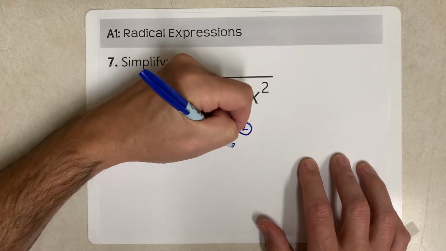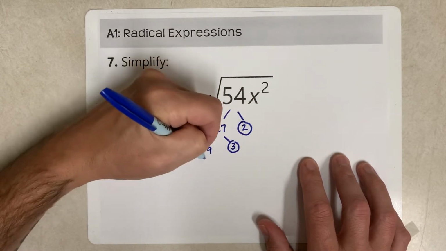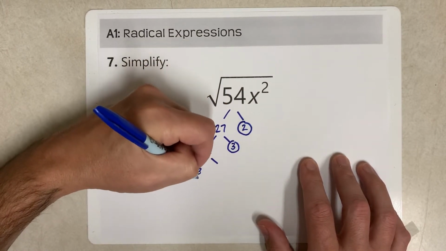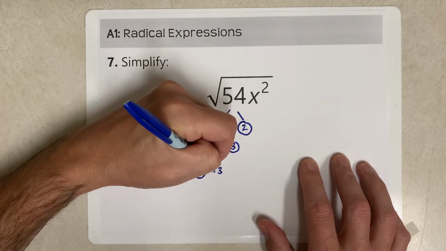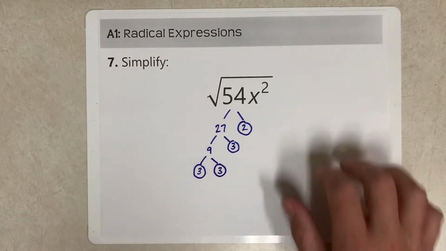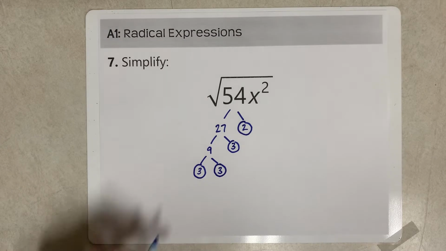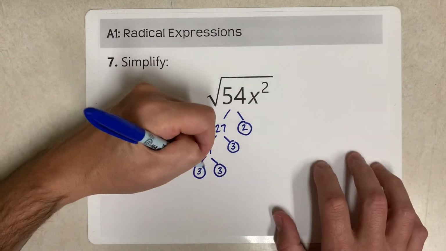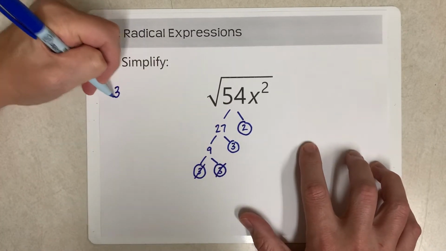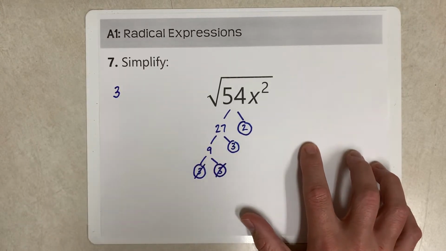27 is 3 times 9, and 9 is 3 times 3. You want to get good at making your factor trees, try and do them fairly quickly. All right, so let's see how this is going to break down. We got 2 3s, so that pair of 3s is coming out, definitely. This 3 and that 2 are going to stay.